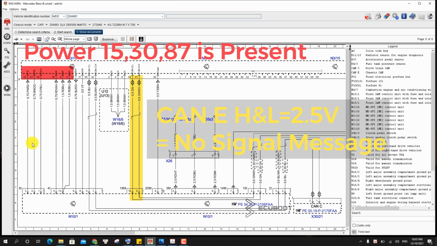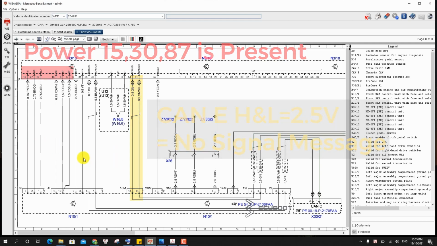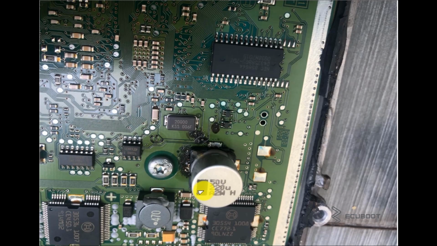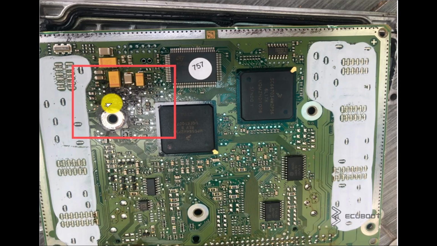Now, let's open the ECU to see what's happening inside. As we can see, this capacitor and its surrounding circuit board is burned out, and on the other side of this main board, the components dedicated to power management are burnt as well. This is why this control unit doesn't output any CAN message. In this circumstance, the only option that we have is to replace the ECU.